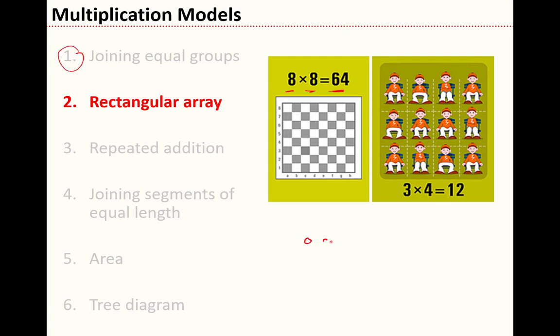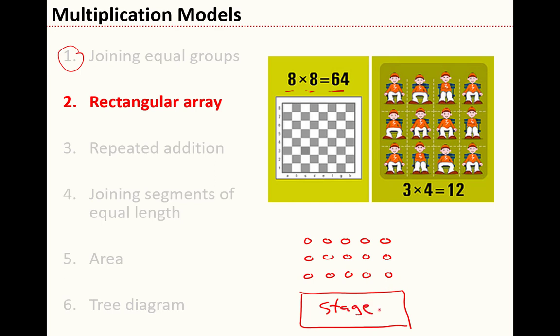Rectangular array is really very similar to joining equal groups. If I have 3 by 5, basically like a group of 5, and then that group of 5 is repeated 3 times, you can think of this as joining equal groups, but since it has this nice structure, we can also think of it as a rectangular array. Here's our problem. Let's say that there's a stage and chairs are set up in front of the stage, and every row has 5 chairs and there are 3 rows. How many chairs are there? Here's another example where the rectangular array model is appropriate, and 3 times 5 gives us our answer.